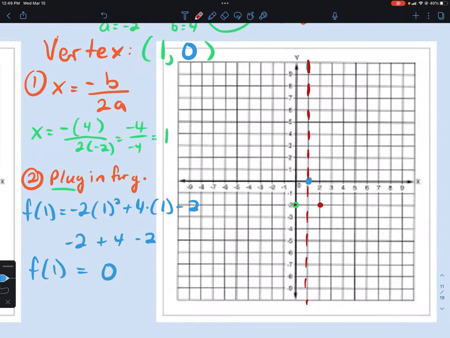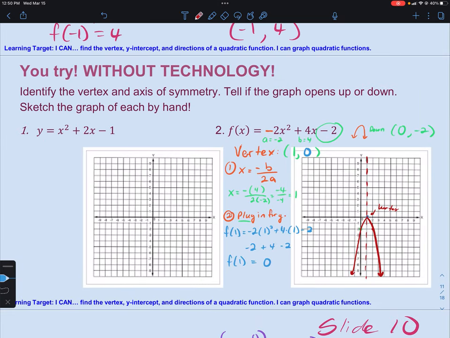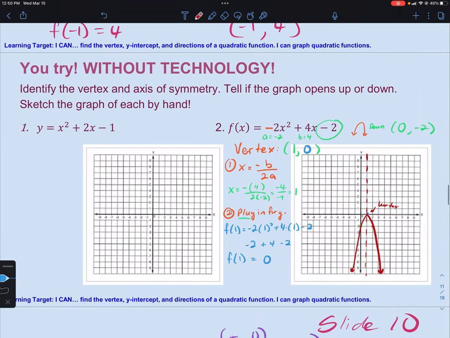And so really that's all I need: my vertex and 2 other points, and I can just fill in the rest of it. It doesn't have to be perfect, so don't sweat over it. And there we go. I sketched the graph. Sketch meaning a rough translation of it. And it does point down, so I know I did well. So that was standard form.